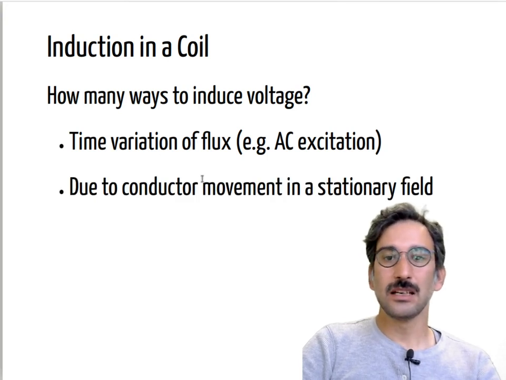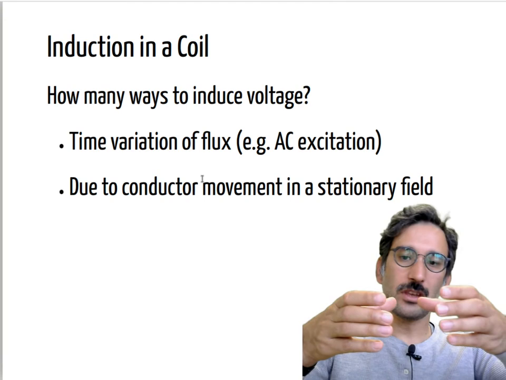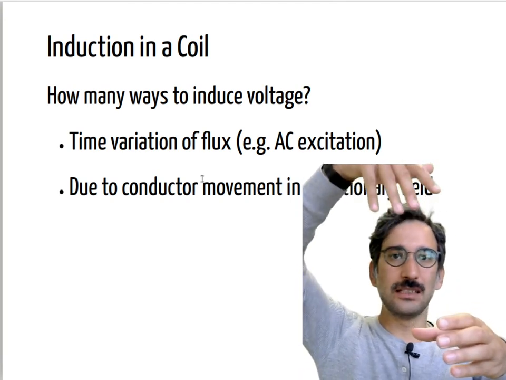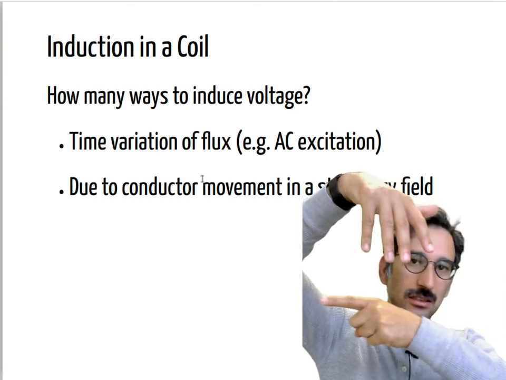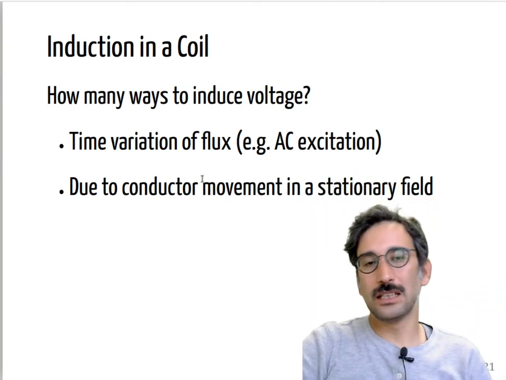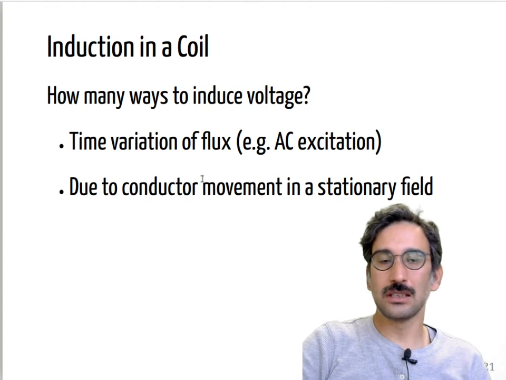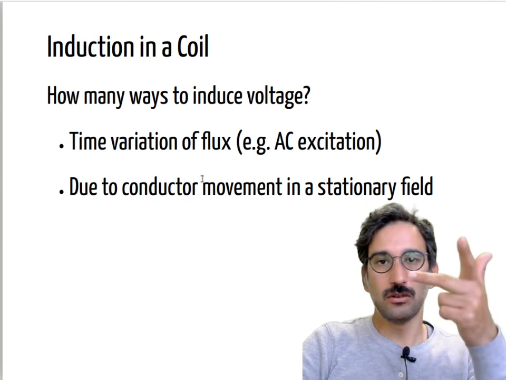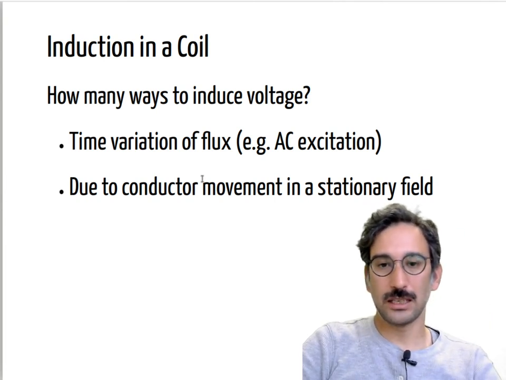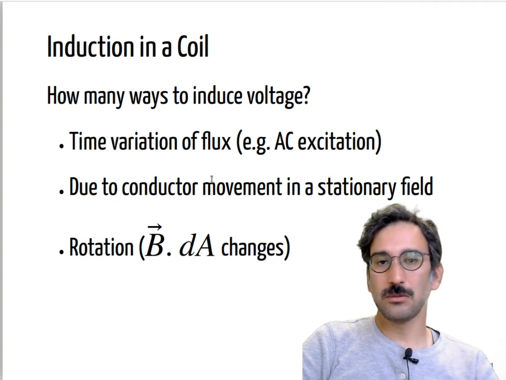And secondly, it can be due to the conductor movement in a stationary field. So again, for example, you can have constant flux, and you have a coil that is moving in and out of that constant magnetic field. So again, which was the main idea behind the DC motor armature coils, or like the right hand rule, Lorentz rule.